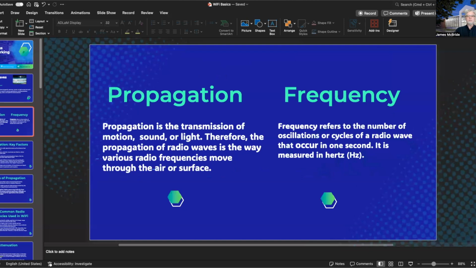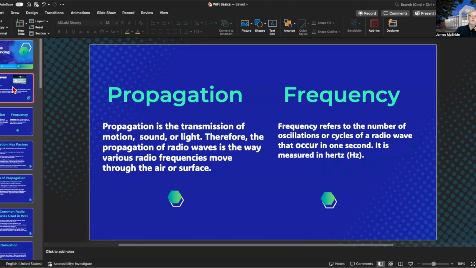Let's move on. There are two important terms to understand, which are propagation and frequency. So propagation is the transmission of motion, sound, or light. Therefore, the propagation of radio waves is the way various radio frequencies move through the air or the surface of something. So propagation is how those radio waves move through the air or through something. Frequency then refers to the number of oscillations or cycles of the radio waves that occur in 1 second. It is measured in hertz.